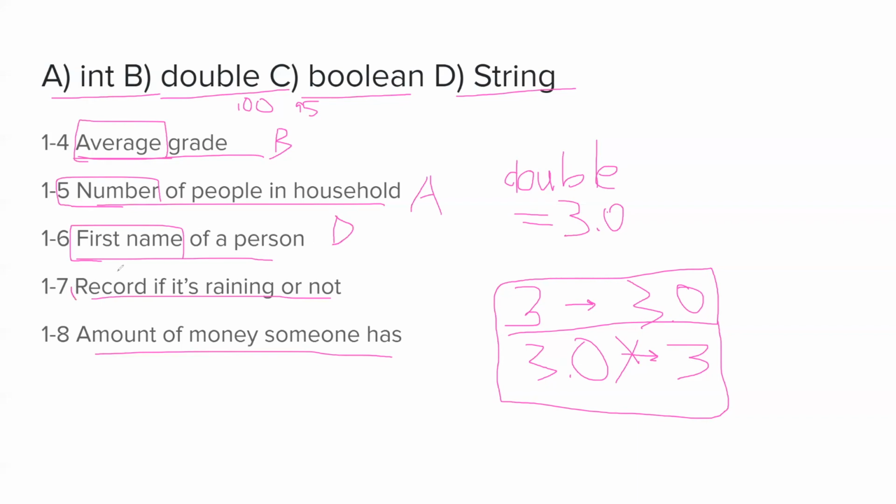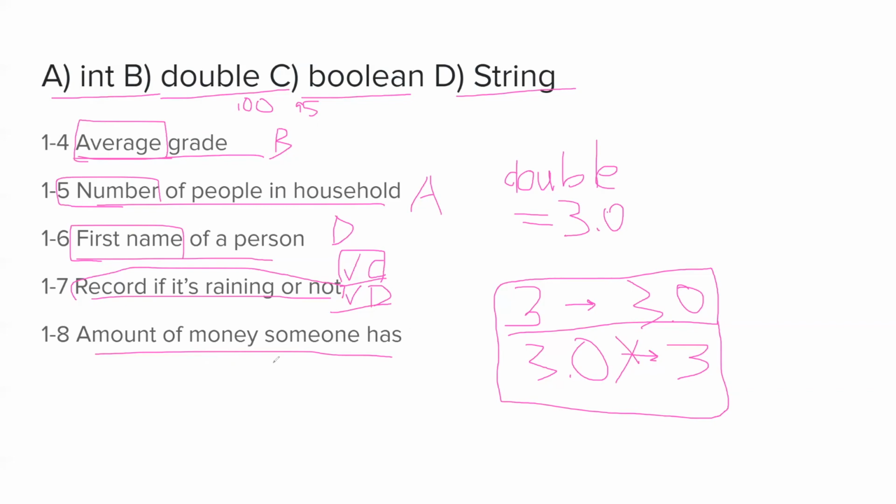Record if it's raining or not. Can we say it's raining 1, it's raining 2? No, we can't say that. Can we say true, it is raining, or false, it is not raining? Yes. But you can also argue you can say yes, it's raining, which is like a sentence. So both of these are correct. C is more efficient, but D is not wrong, right? You can say yes, it is raining, or no, it is not raining, with a sentence.